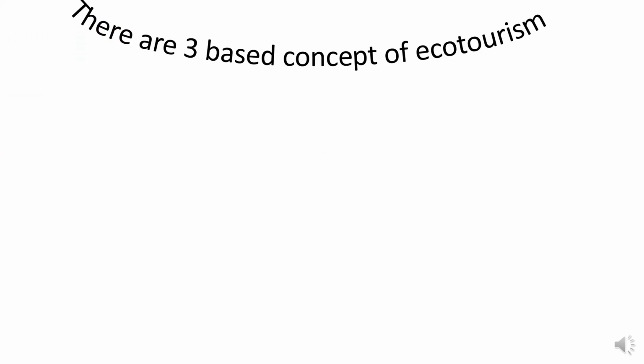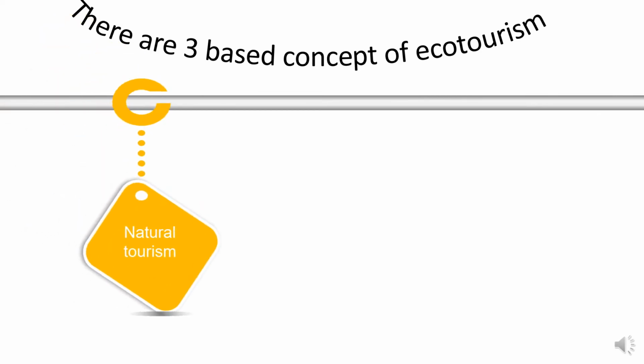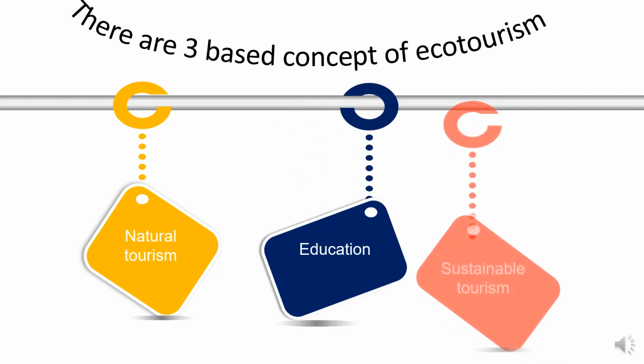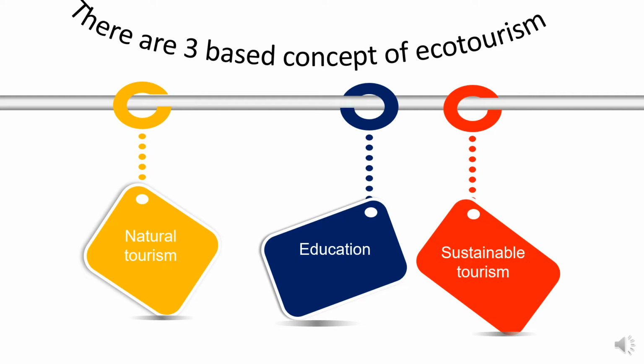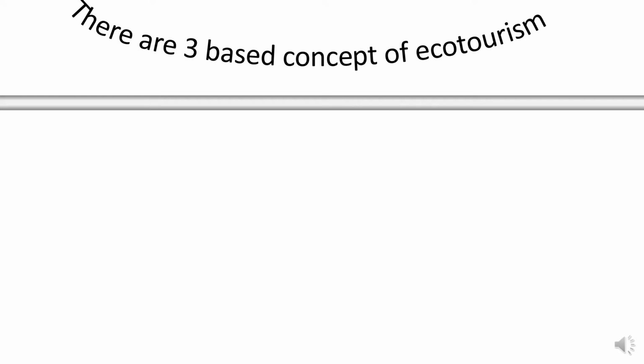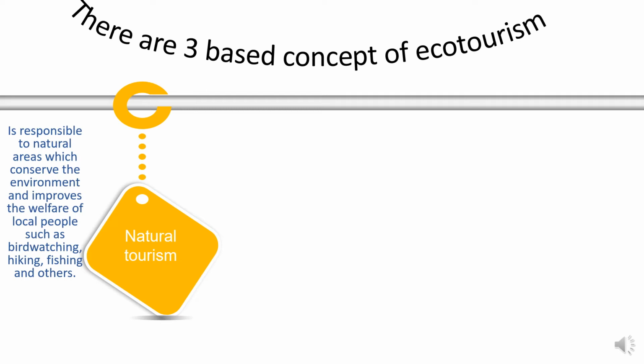So there are three base concepts of ecotourism: natural tourism, education, and sustainable tourism. So let's see one by one. Okay, what is natural tourism? Okay, it's responsible travel to natural areas which conserves the environment and improves the welfare of local people, such as bird watching, hiking, fishing, and others.